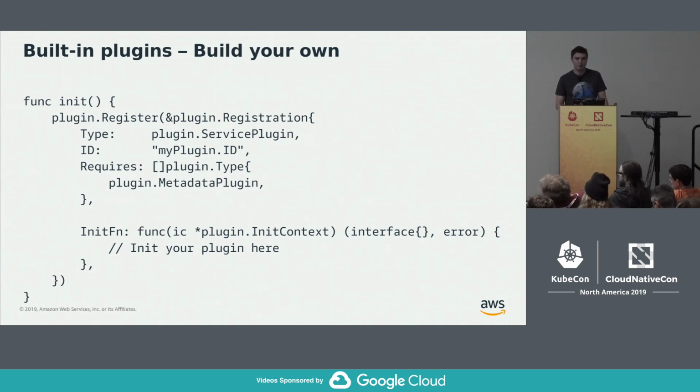You must specify the type of your plugin and an identifier, so other plugins know how to refer to it. Optionally, you can specify a list of dependencies that need to be available to your plugin. And at runtime, containerd will call the initFN function to initialize your plugin code. And that's basically it.